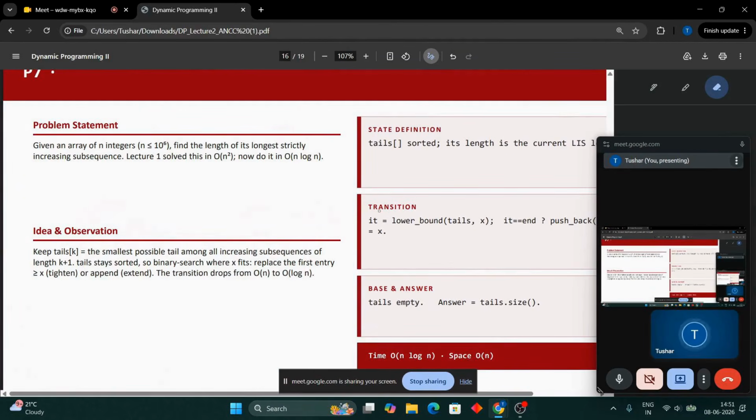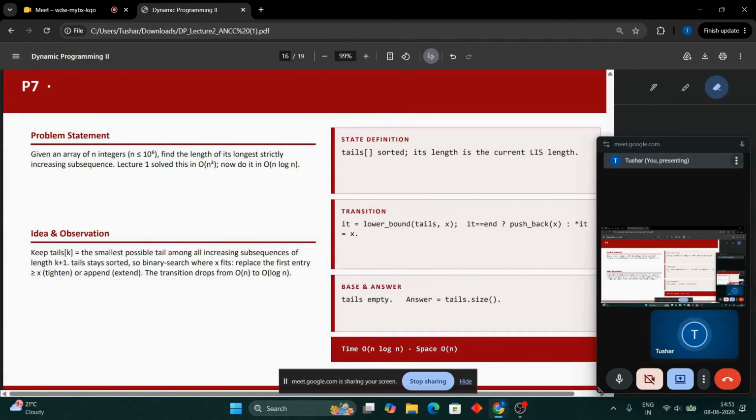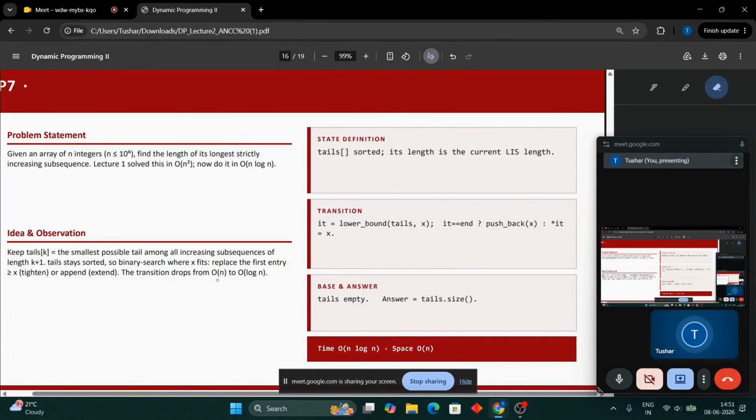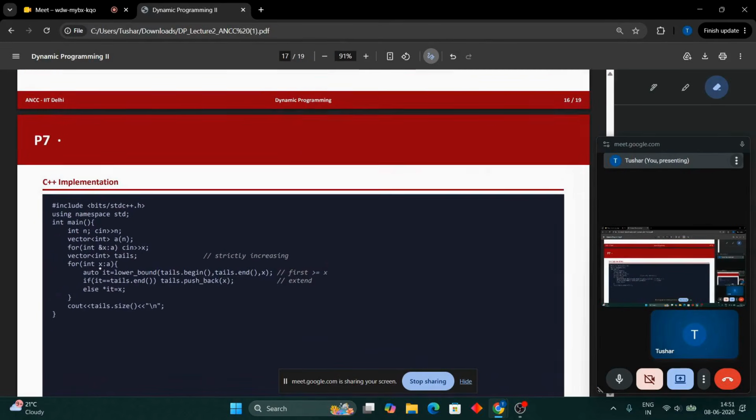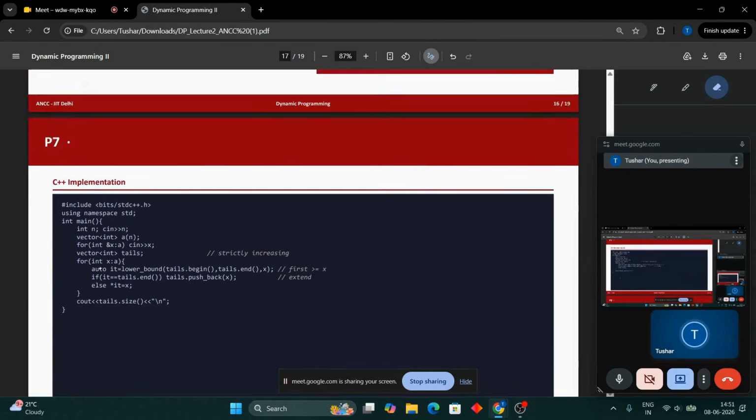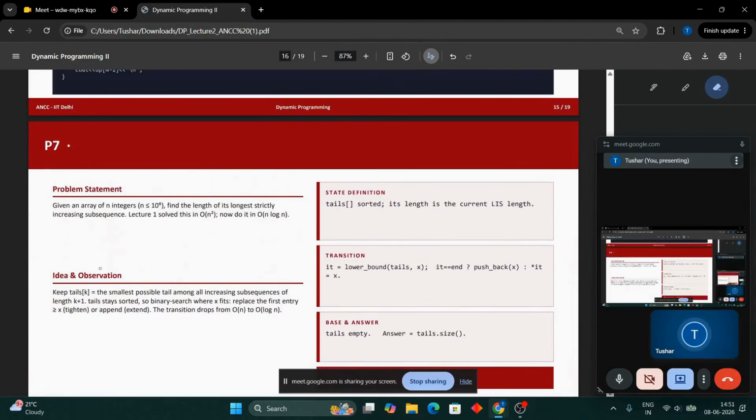So we have an array tails, which is storing the smallest possible tail among all the increasing subsequences of length k plus 1. And this array is sorted, as I proved. So we can binary search, find where the current element can fit, and we replace the first element which is at least x. And we drop our transition from n to log n. Since there are n states, it is n log n. You can have a look at this code, how the transition is happening. This is the main idea behind this.